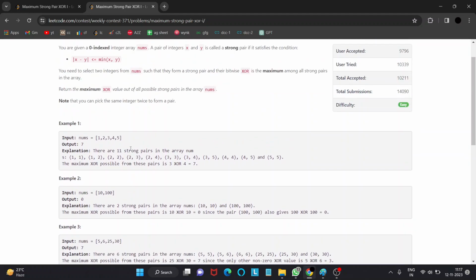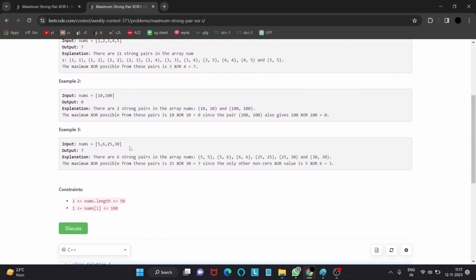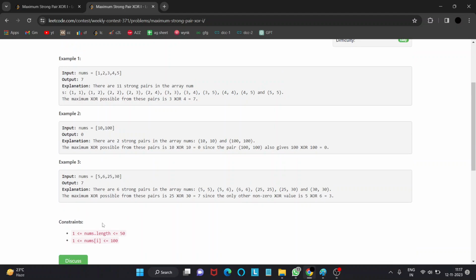So the simple way is that we just implement the question. Here the constraints are very low, just 50. So we can go with the O of n square solution.